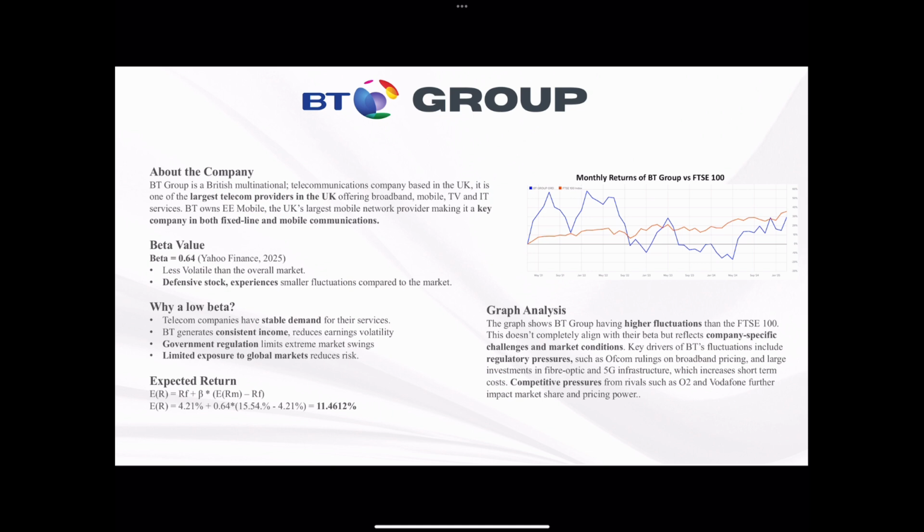Looking at the graph, however, we can immediately see that BT is more volatile than the FTSE 100, but generally follows the market trends. The fluctuations can be caused by factors like regulatory changes and competition. They struggle with lower market confidence due to factors like broadband pricing regulations and debt concerns. However, its returns do tend to be steadier than more volatile industries.